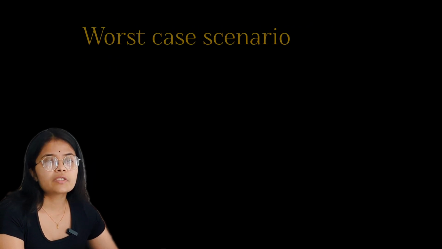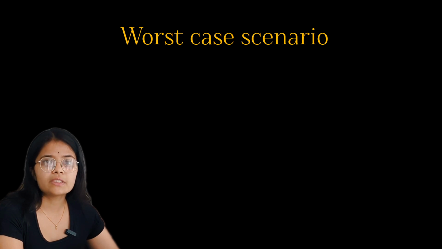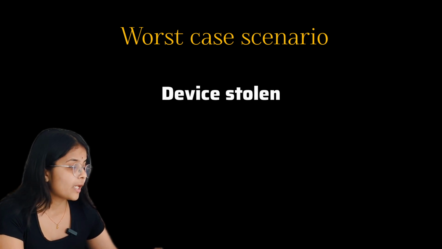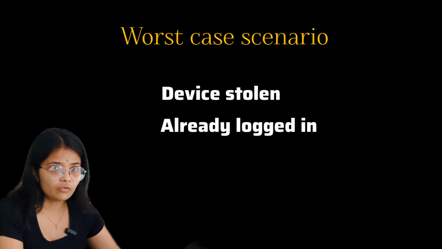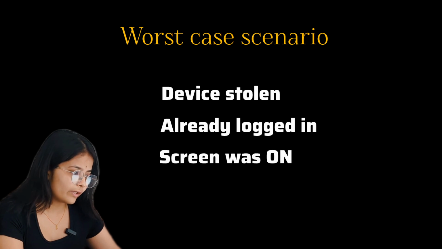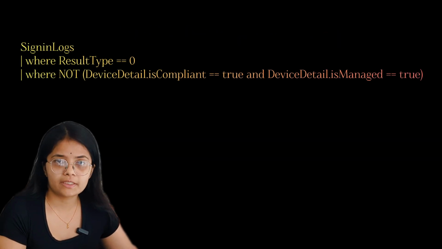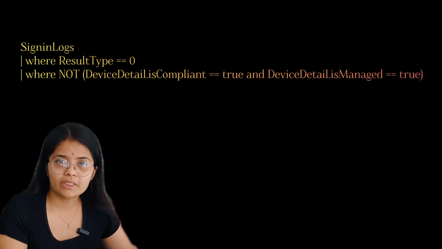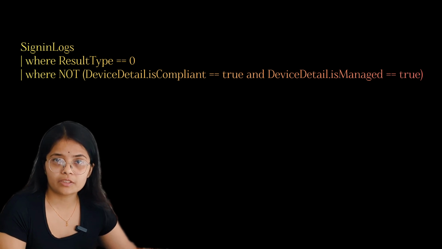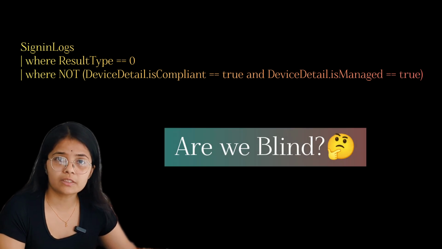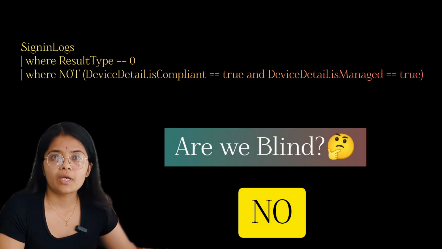Now let's address the worst case scenario. Let's say the device was stolen, okay? And it was already logged in when it was stolen. The screen was on and the device is still managed and compliant. Now that we have already excluded managed and compliant devices from triggering an alert when a successful login happens from these devices, does it mean the exclusion we have made makes us blind? So the answer is no, and this is where defense in depth comes in.